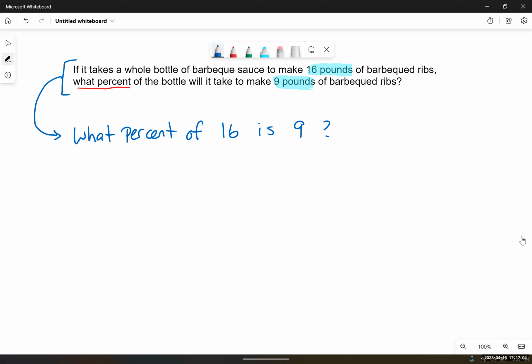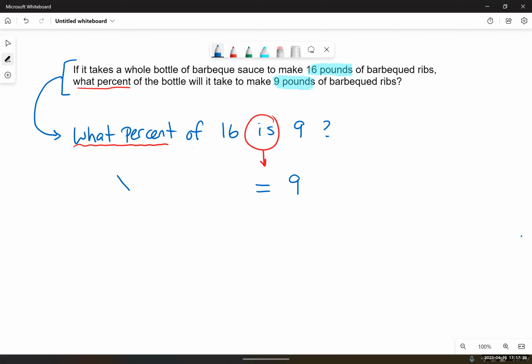Now, we're setting up an equation. An equation has an equal sign, and that equal sign is right here. The word is. That's when we're translating from words in English to mathematical symbols. We're looking for that is, which is our equal sign. So we're going to have equals 9. What percent of 16 is 9? So we have of followed by a number, 16. That means multiplication. Okay, so what percent of 16? Well, here's our question. Here's our unknown.